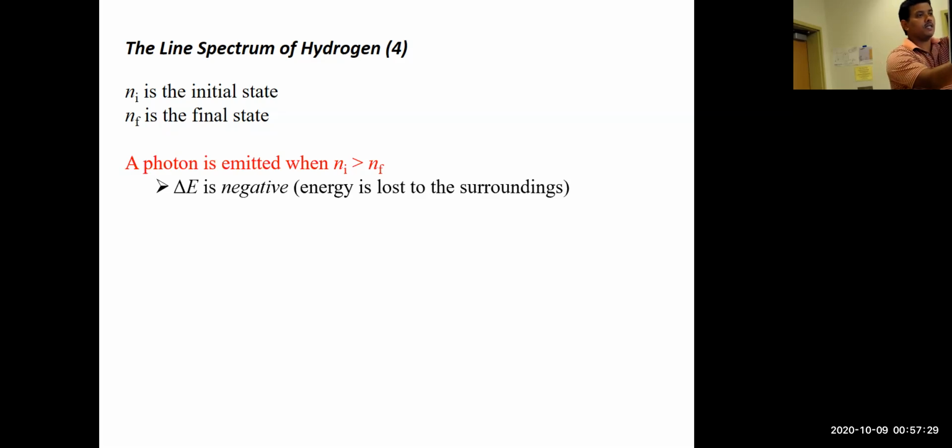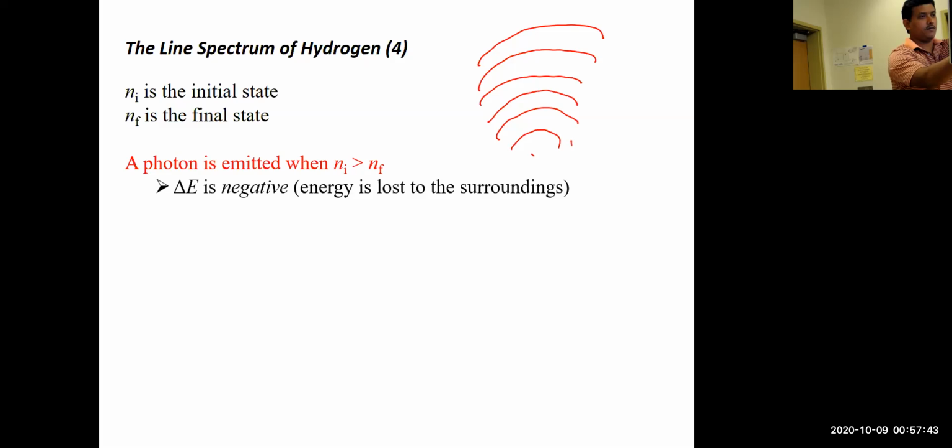Now let me quickly draw an atom with electron shells. Let's say this is shell 1, shell 2, shell 3, shell 4, shell 5, shell 6. So for a photon to be emitted, you need to have an electron in a high energy state drop to a low energy state. So what it means is your Ni should be greater than Nf.